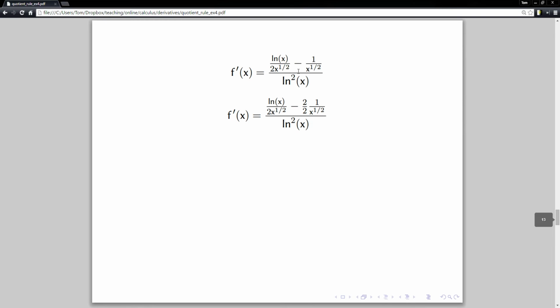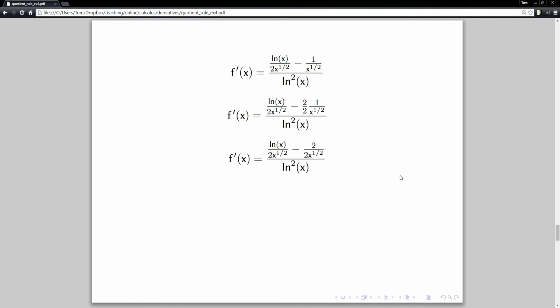Looking at these two fractions, this one has a denominator of 2x to the 1/2, and this has a denominator of x to the 1/2. So the common denominator would be 2x to the 1/2 power. So I'm going to multiply the top and bottom by 2 so that I will get a common denominator. If I carry out the multiplications, 2 times 1 is 2, 2 times x to the 1/2, so I have 2 over 2x to the 1/2 power. Now the two fractions in the top have a common denominator.